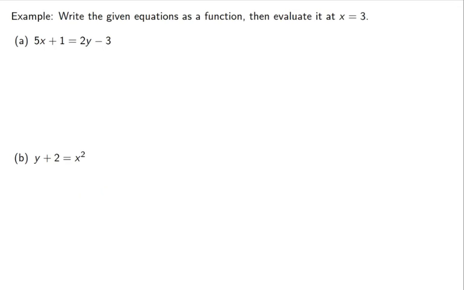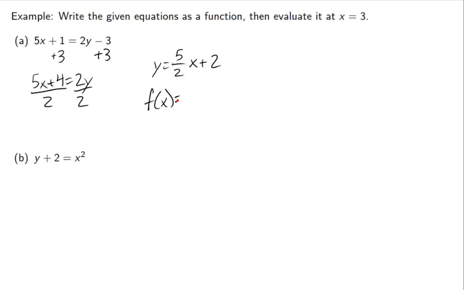Let's do a couple of examples of writing these things as functions. What we need to do is solve for y, so we can say y equals f of x, and then we'll evaluate it at 3. So for the first one, let's get y by itself. I get 5x plus 4 equals 2y, and if I divide by 2, I get y equals 5 over 2 x plus 2. That's our linear equation form. If it's a function, I get f of x equals 5 halves x plus 2.